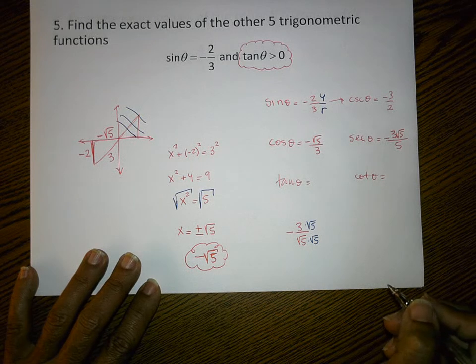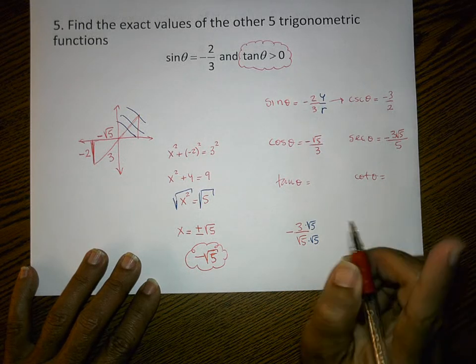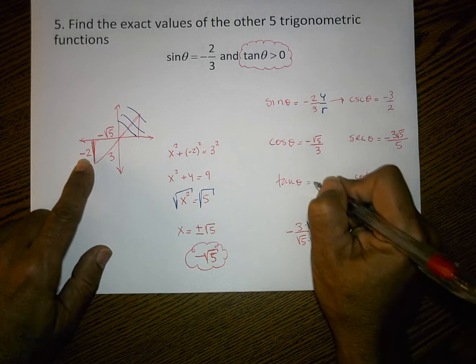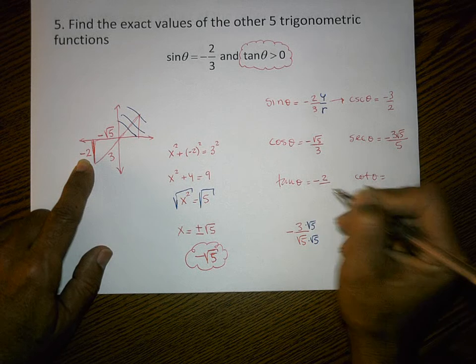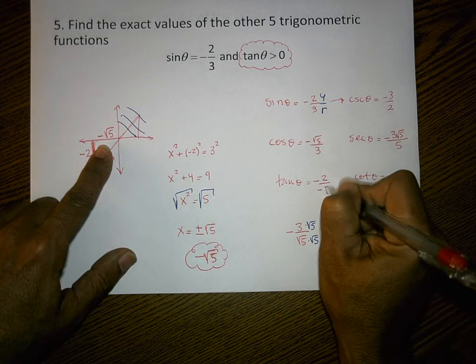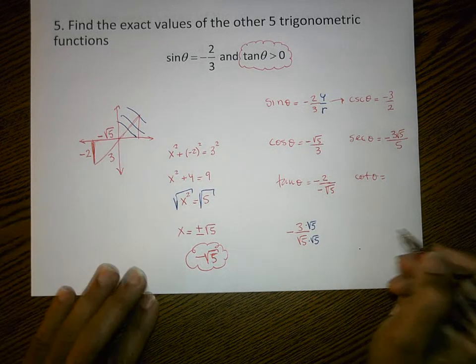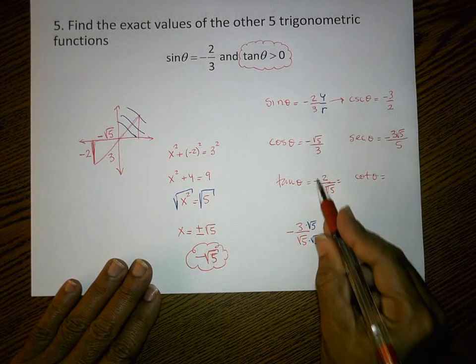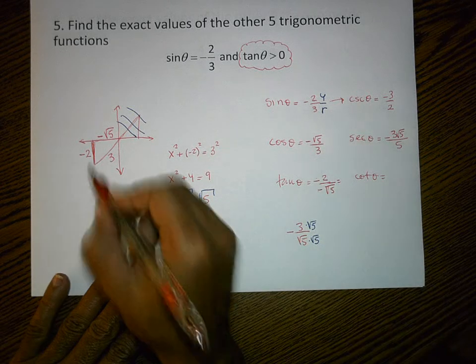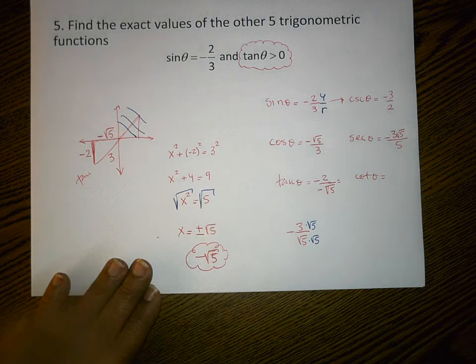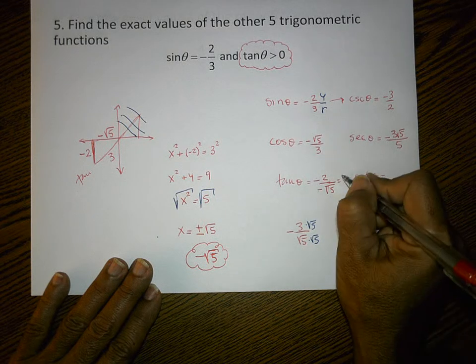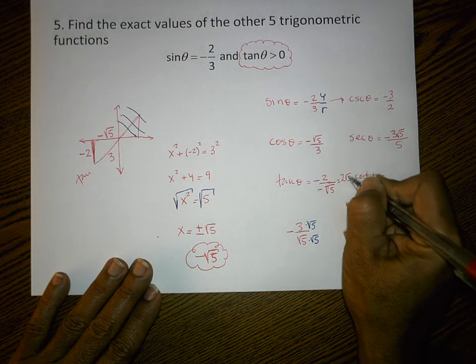All right, what's the tangent? The tangent is the y over the x. So the y, -2, over the x, negative square root of 5. Well, let's clean that up, okay, because it's not pretty. So first, negative divided by negative is positive. That makes sense because the tangent is positive in quadrant 3. And let's rationalize the denominator. So we get 2 square root of 5 over 5.